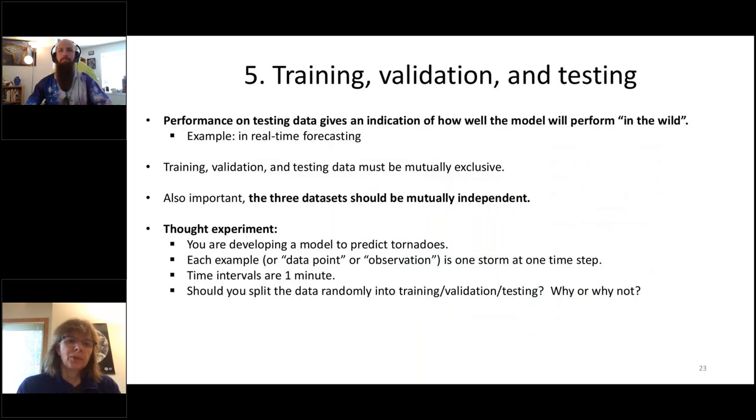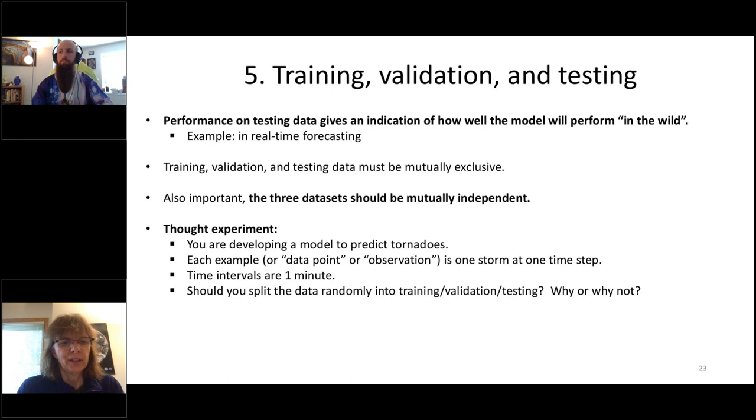So again, the performance on the testing data gives an indication of how well the model will perform in the wild. In the wild meaning in the real world, in the operational world. And so training, validation, and testing data must be totally exclusive. And it's actually not trivial to make them exclusive. So the three data sets should be really mutually independent.